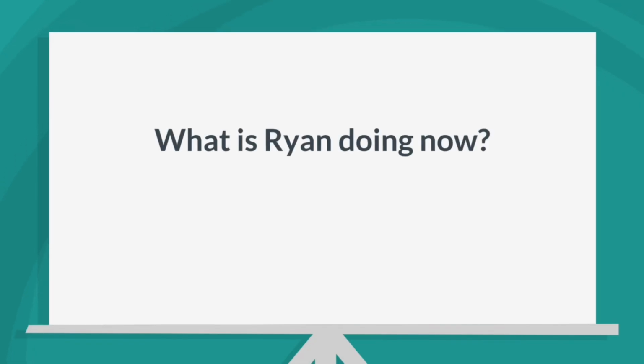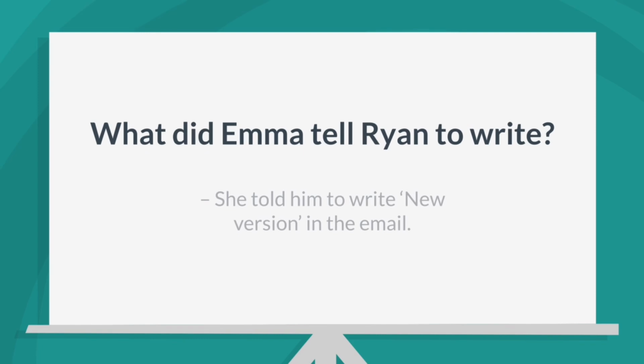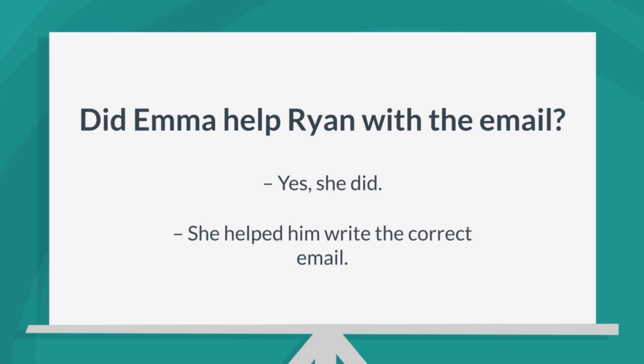What is Ryan doing now? He is sending the correct file. What did Emma tell Ryan to write? She told him to write new version in the email. Did Emma help Ryan with the email? Yes, she did. She helped him write the correct email.